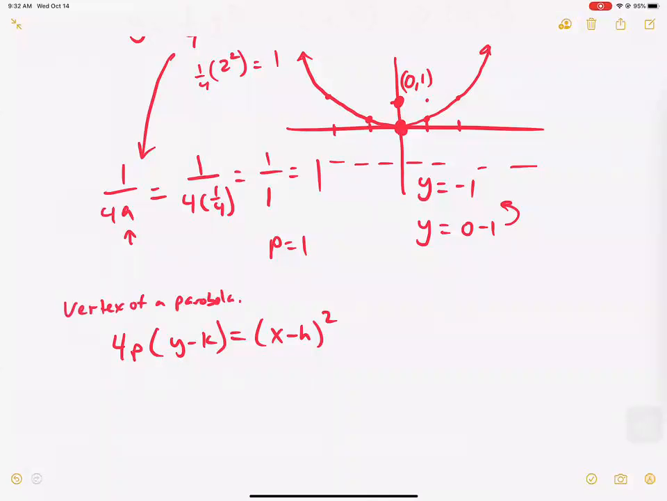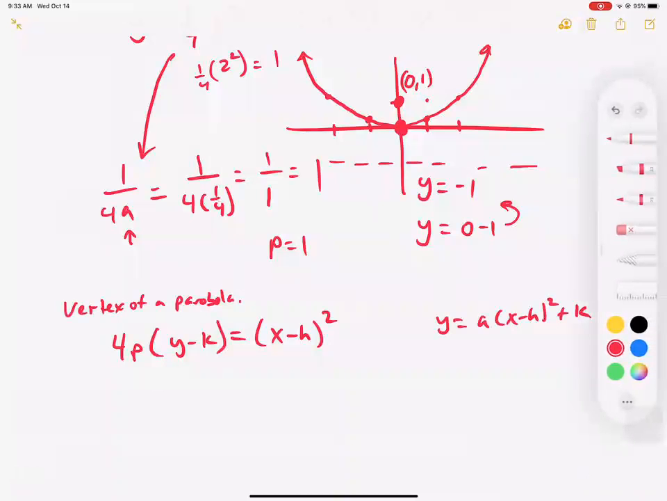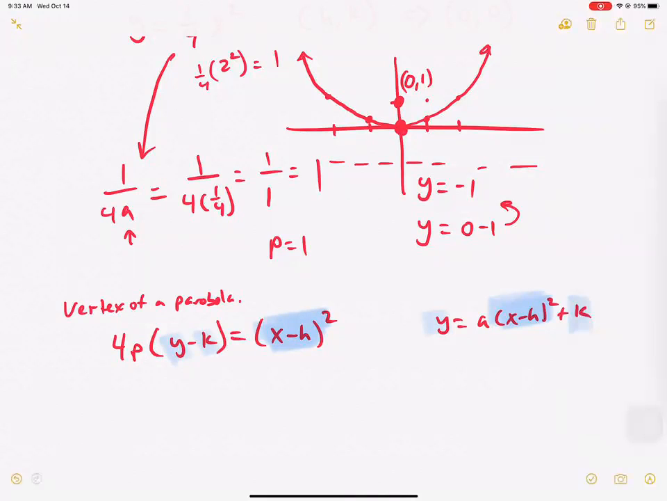Now, this doesn't look like our equation that we used before. The equation that we used before was y is equal to a times (x minus h) squared plus k. Now, I want to show you some common points. We have x minus h squared, we have a y, we have a k. It turns out these are actually the same equation.